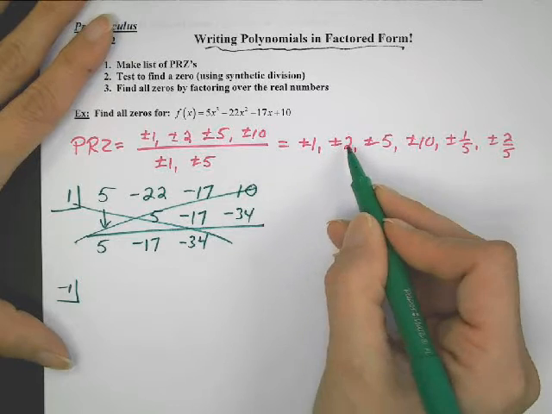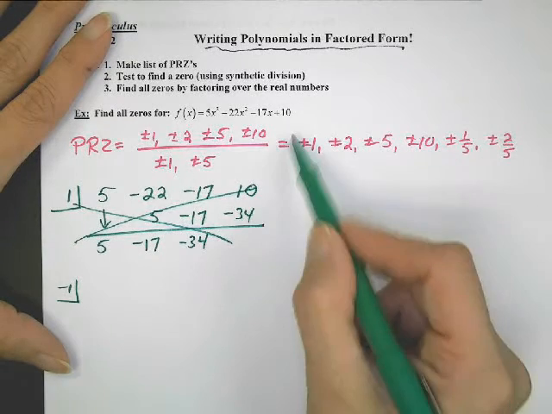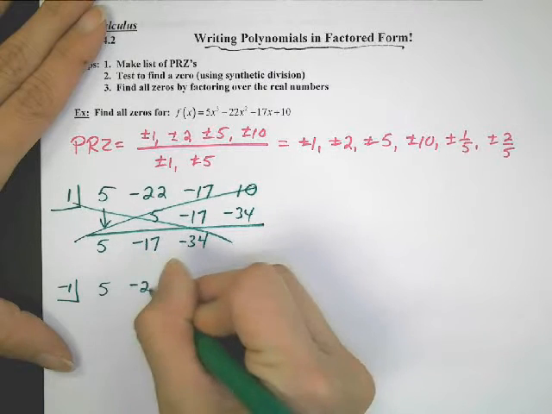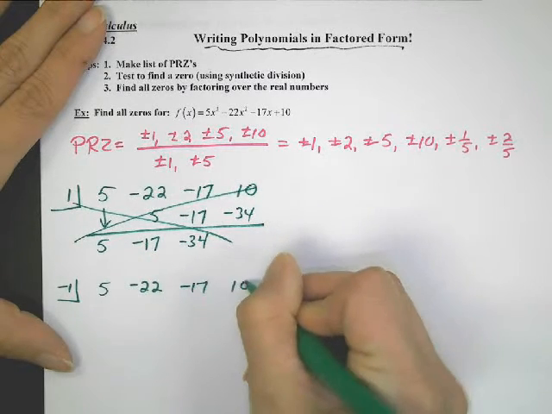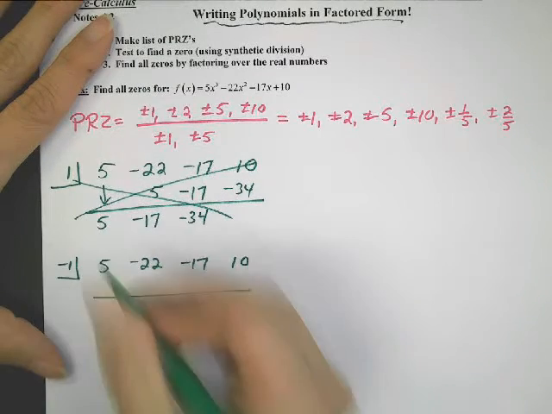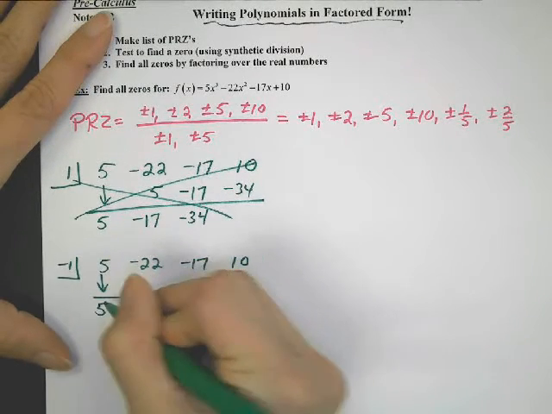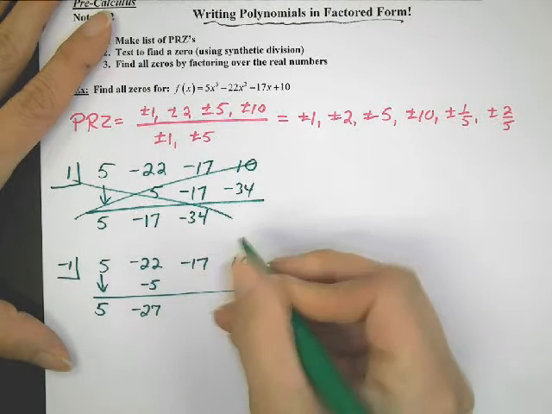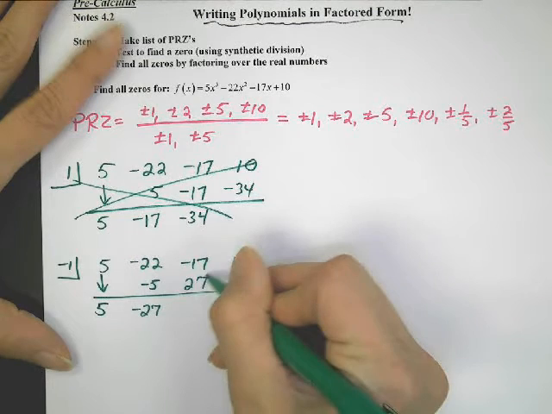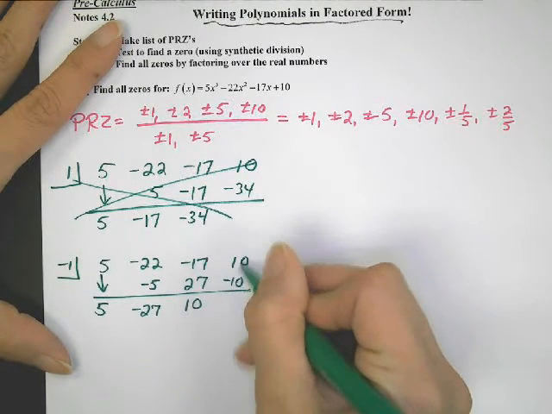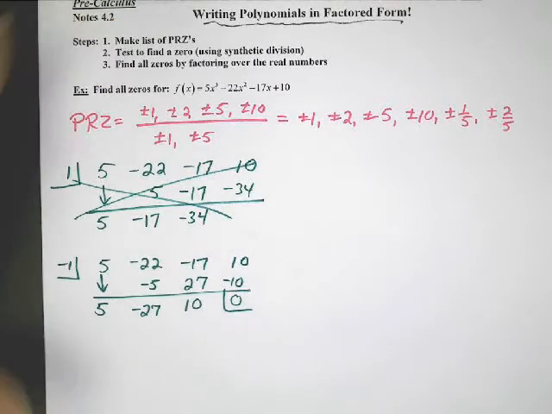Some people say, well, can't we try 2 first? Yeah, you could try 2. I think I just want to work in order. 5, negative 22, so the coefficients from before are still the numbers we're working with. We've got 5, negative 5, negative 27, positive 27, positive 10, negative 10, 0.